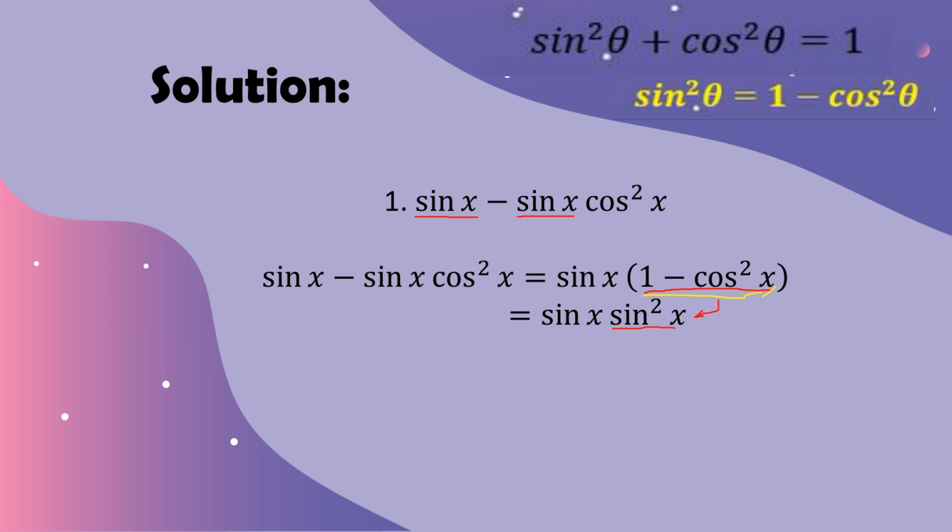Are we done? Hindi pa. So after that, we have sine x multiplied by sine squared x. We can still combine them. So we have sine cubed x. Pwede natin siyang ipag-multiply together. That is why your final answer here is sine cubed x.